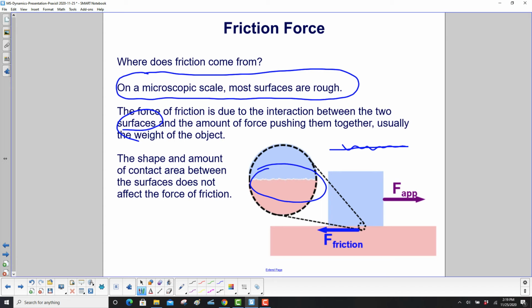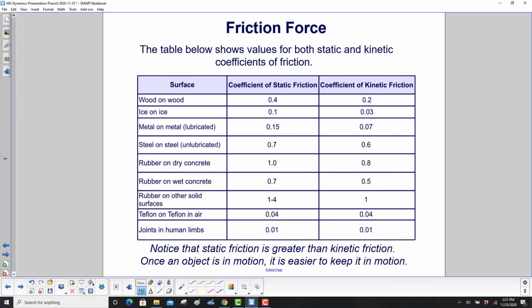The shape and amount of contact area between the surfaces does not affect the force of friction, just the types of materials that are moving across each other. The table shows values for both static and kinetic coefficients of friction. Notice that the static friction is greater than kinetic friction. Once an object is in motion, it is easier to keep it in motion. And also, it depends on both materials. Here, the coefficient of rubber on dry concrete is different than the rubber on wet concrete. The lower the coefficient, the less the friction.